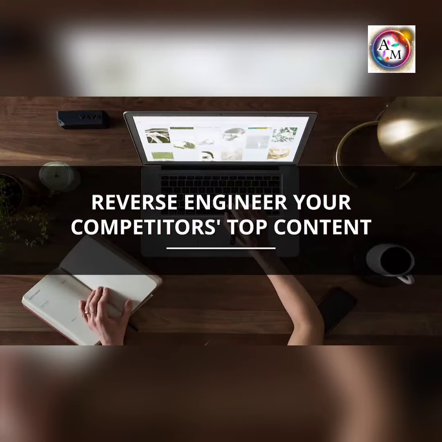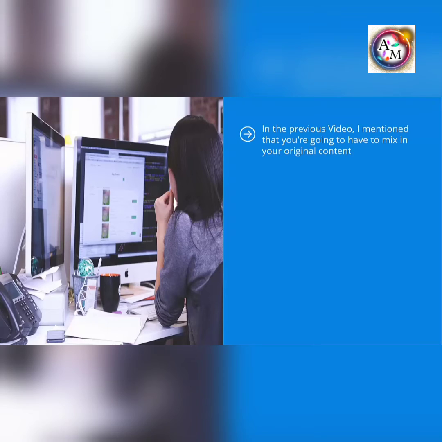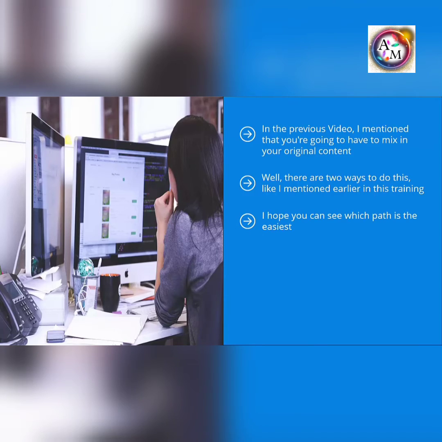Reverse engineer your competitors' top content. In the previous video, I mentioned that you're going to have to mix in your original content. Now, the question that's probably on the top of your minds is, how do I know which content to produce? Well, there are two ways to do this, like I mentioned earlier in this training. You can try to figure out things on your own and engage in all sorts of experiments, or you can just simply allow your competitors to do your homework for you. I hope you can see which path is the easiest.